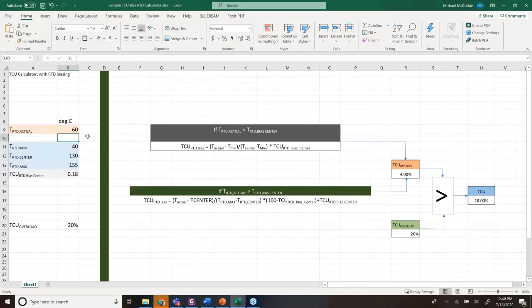I've color coded a couple of these cells to make it easier to understand. Of course, we can play with the actual temperature of the RTD. That's the one number we should play with while using this spreadsheet. The numbers in blue are the inputs that we need to put into the relay from the nameplate of the motor. The total capacity used at the RTD bias center point, which I put in here, is 18%. This is not a user input quantity. This is a quantity that is calculated for you by the relay. For the purposes of this discussion, I just made the thermal capacity used in the overload model a manual setting, just so that we could play with the values and see who comes out on top.